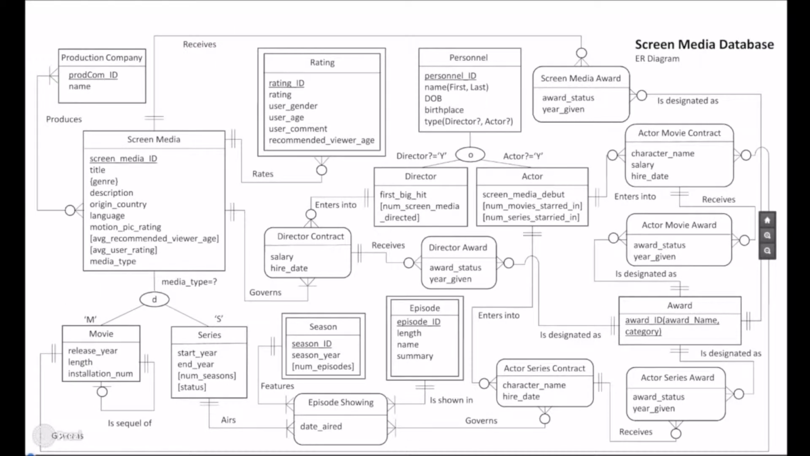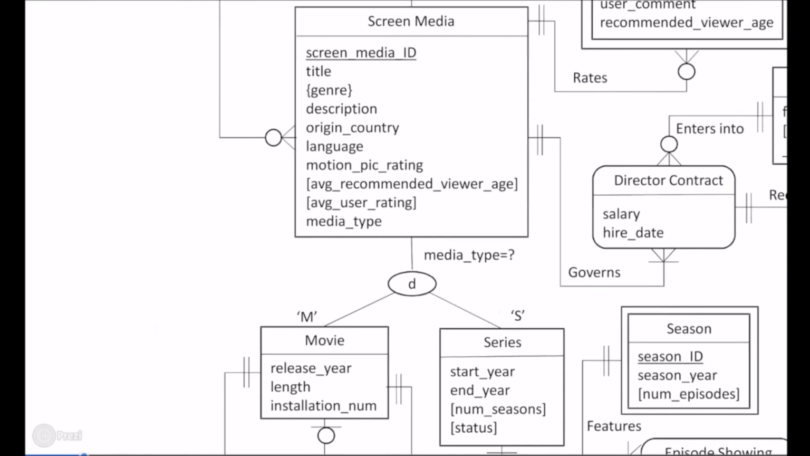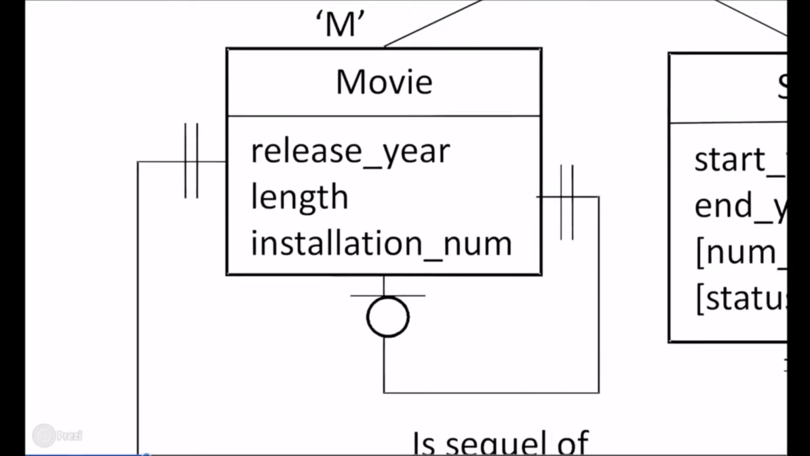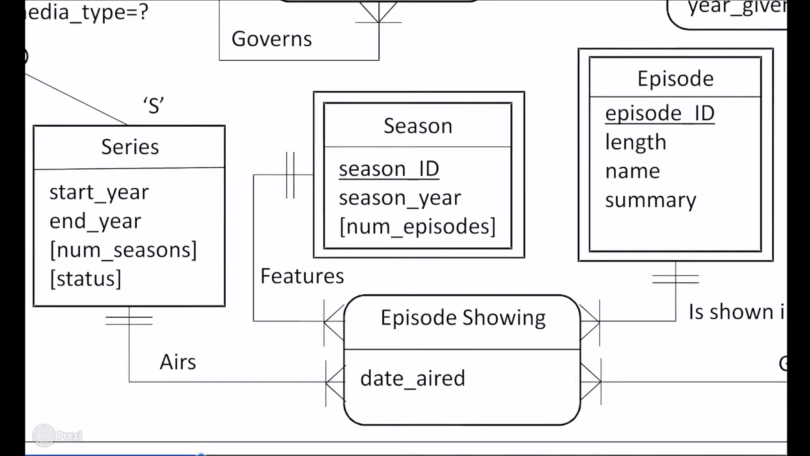First, we're going to go through the business rules that result in this ER diagram. Screen media can be either movie or series, but not both. Each movie can have 0 or 1 sequel, and a movie can be the sequel of one and only one movie. An episode is related to one and only one season and series, and we want to store the date that the episode was aired.